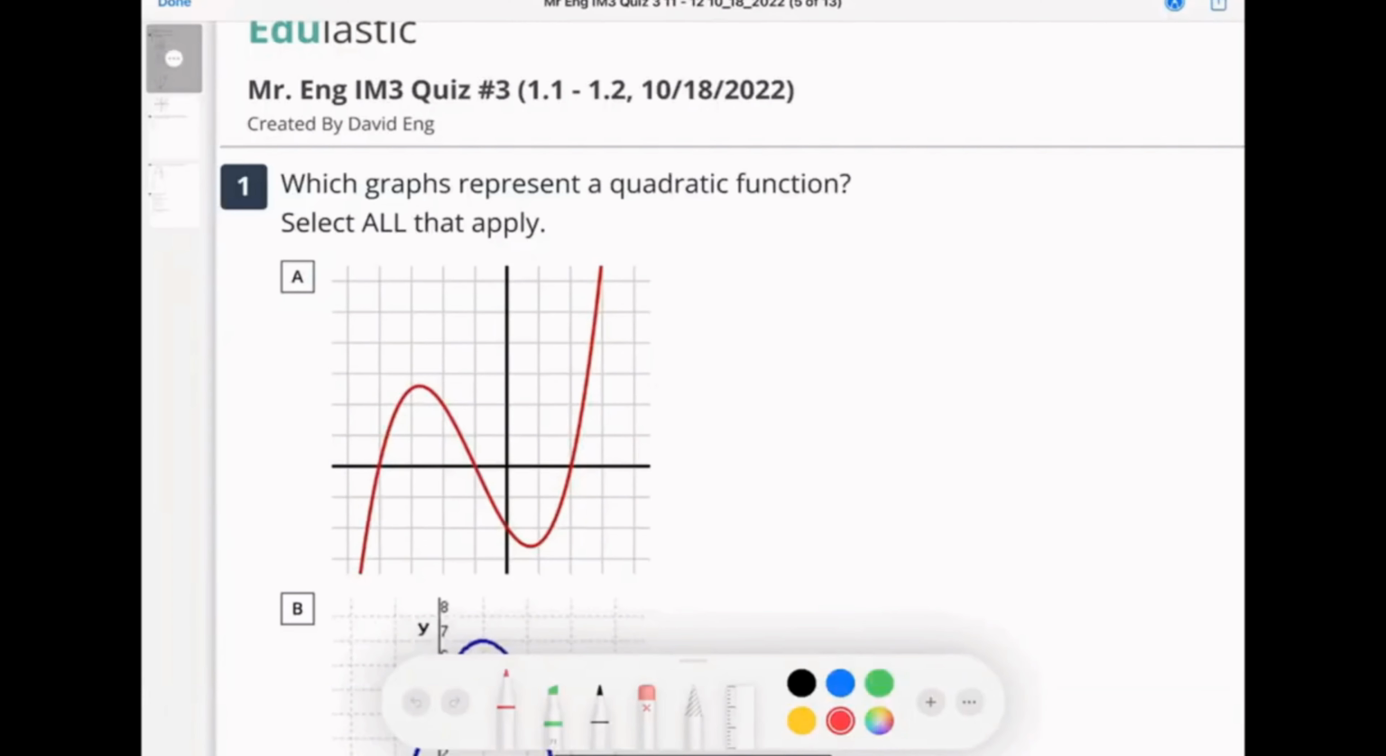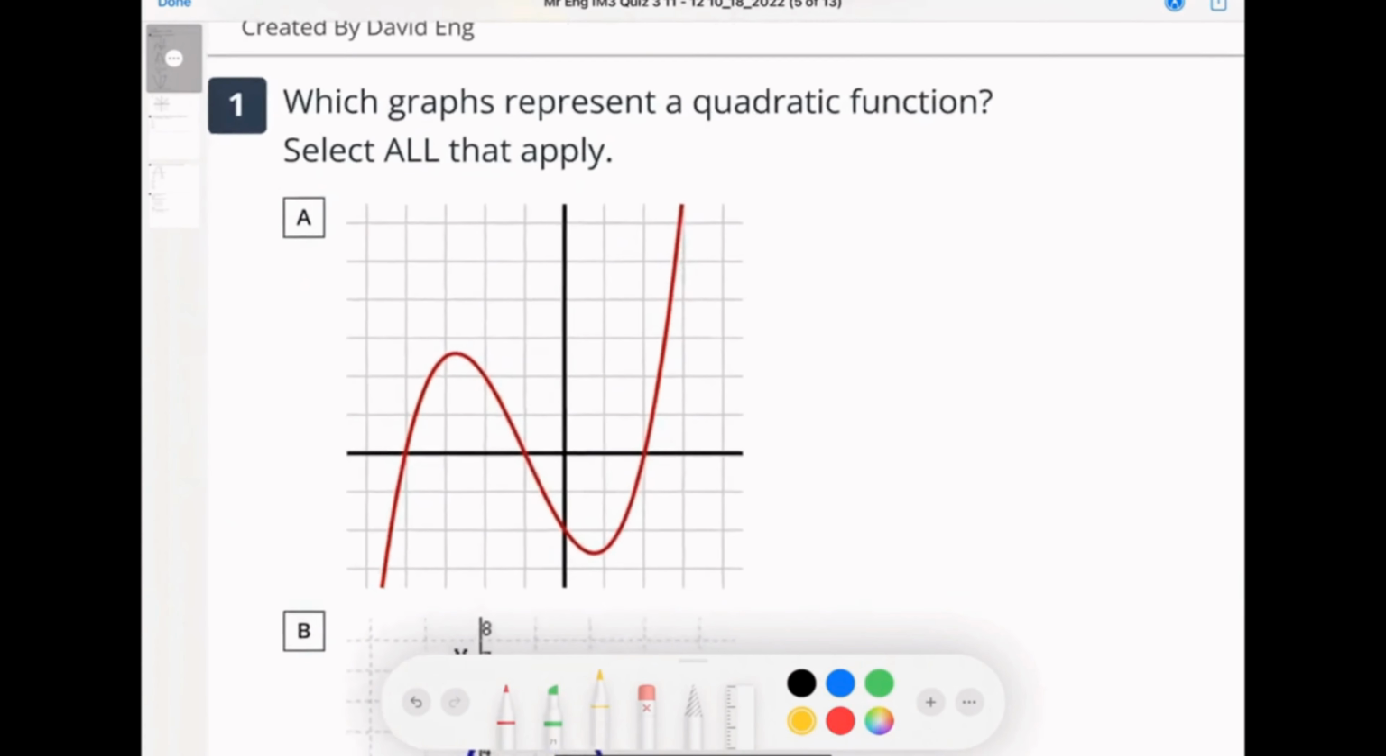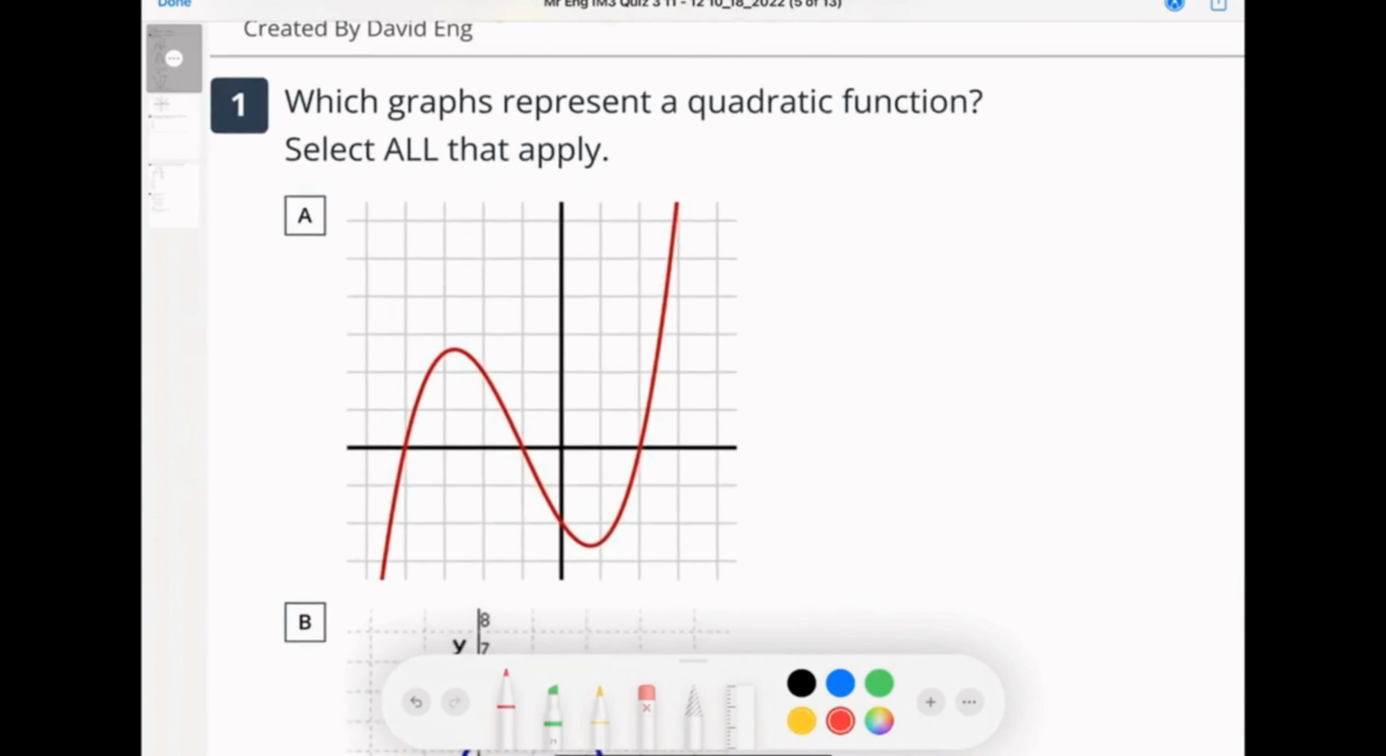Hey guys, let's go over quiz number 3, 1.1 to 1.2. Which graphs represent a quadratic? So a quadratic function would be something like x to the second power, and it looks like a U, or an upside down U if it was a negative x squared.